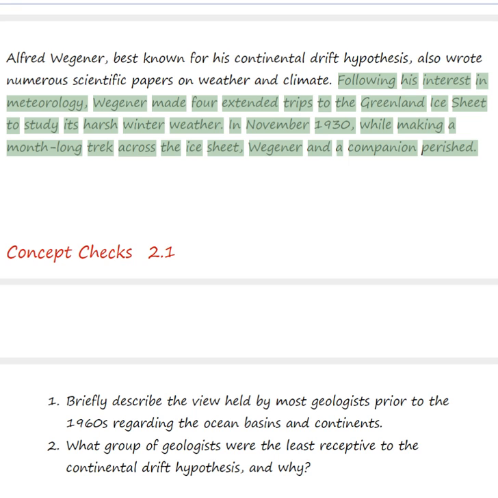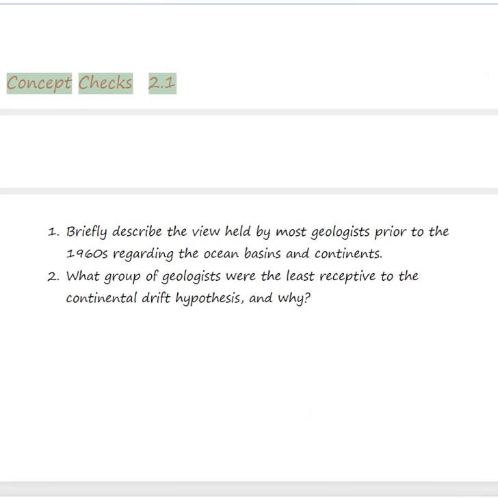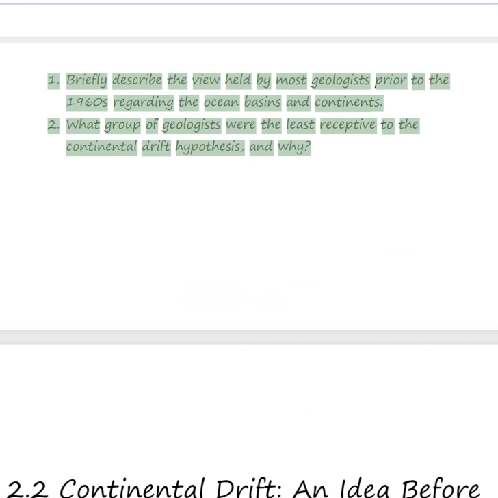In November 1930, while making a month-long trek across the ice sheet, Wegener and a companion perished. Concept checks 2.1. 1. Briefly describe the view held by most geologists prior to the 1960s regarding the ocean basins and continents. 2. What group of geologists were the least receptive to the continental drift hypothesis, and why?